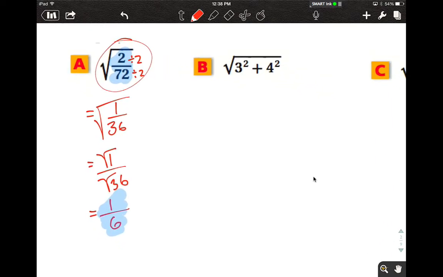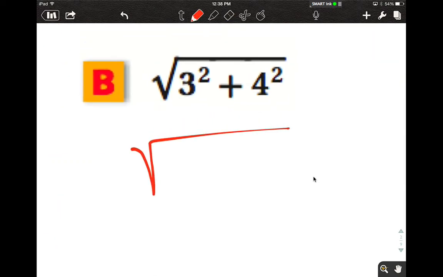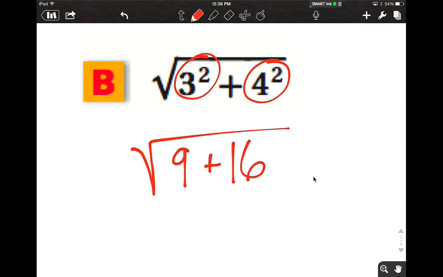Same thing in part B. How could I simplify these? A lot of this is PEMDAS type ideas that we've done before. Is there a way that I can put 3 squared plus 4 squared together? What would be the order that I follow? And how would I do that? Well, to me, I probably want to square 3 and square 4. 3 times 3 is 9. 4 times 4 is 16.